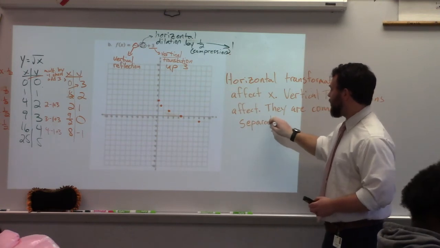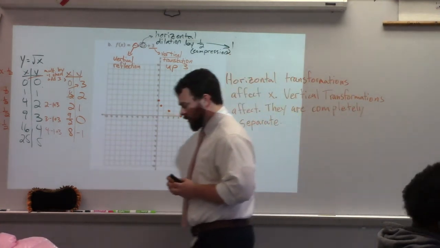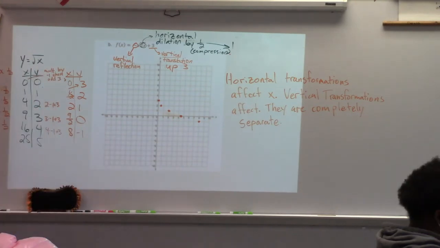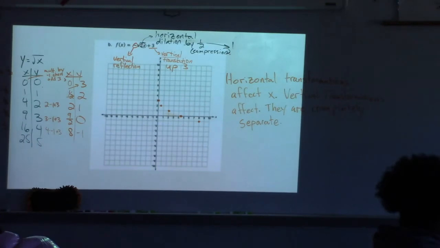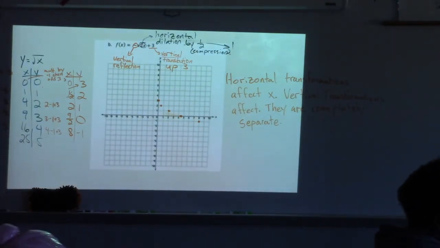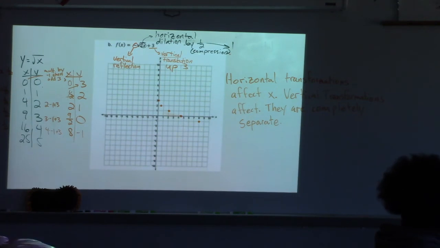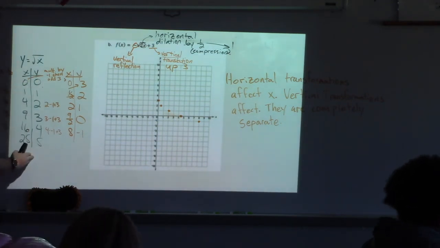Do not mix your horizontal and your vertical transformations. Do not mix your x values. They really don't have anything to do with each other when you're transforming, except that they correspond with each other when you plot the points. They do in a way, but it is much easier to just do your horizontal and just do your vertical.